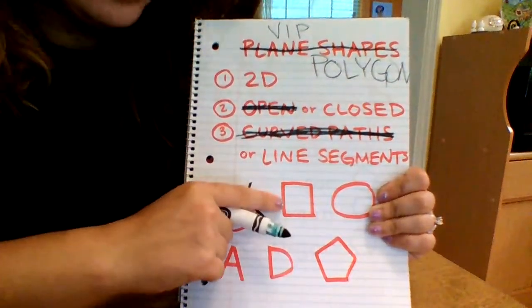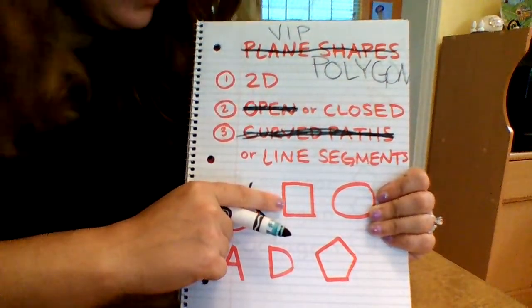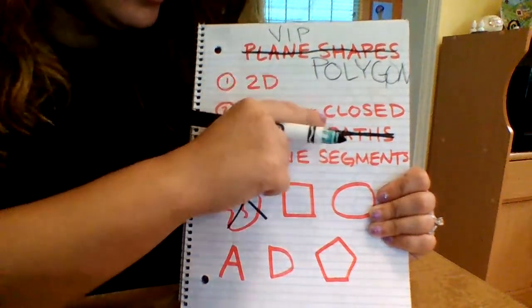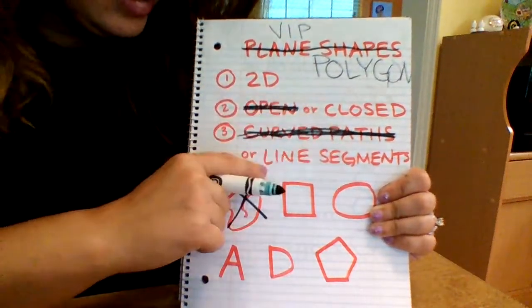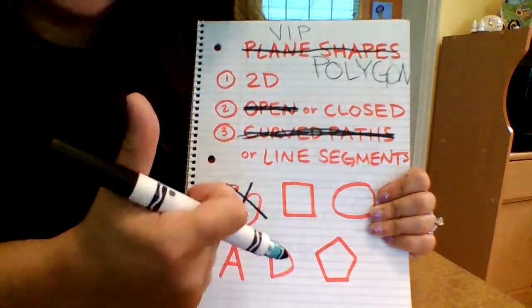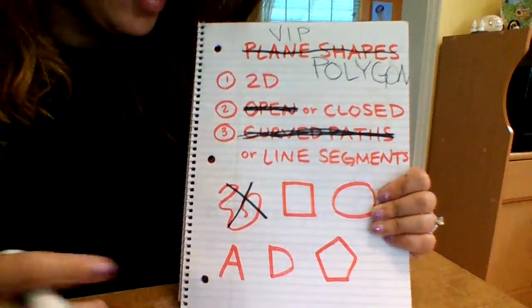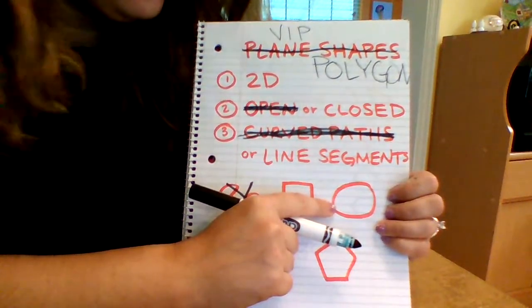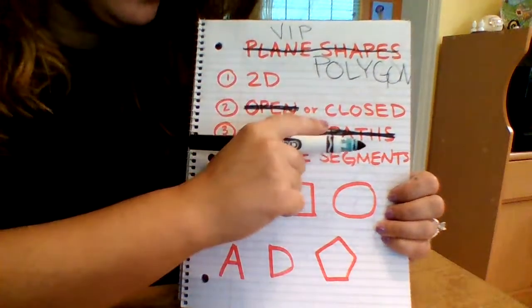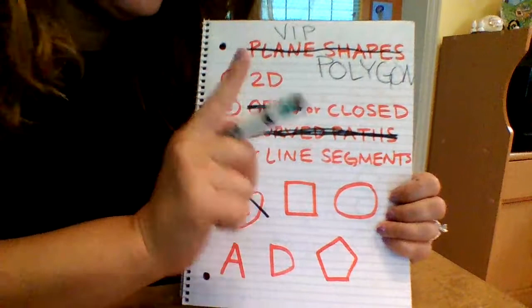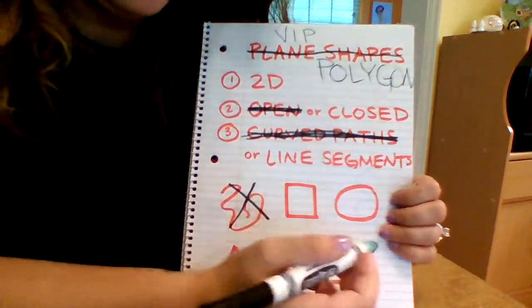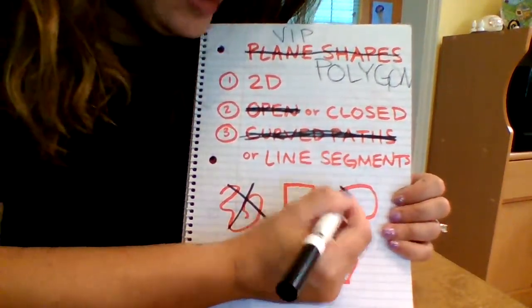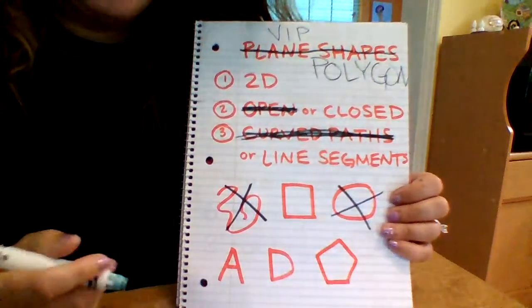Okay, what about this guy? Does this follow the rules of the polygons club? Is it flat? Yes. Is it closed? Yes. Is it made of straight line segments? Yes. This is a polygon. Okay, what about this guy? Allowed in the club? Is it flat? Yes. Is it closed? Yes. Is it made of straight line segments? No. This is a circle-ish, not a perfect circle. And it's made of curved paths, so it's not allowed.